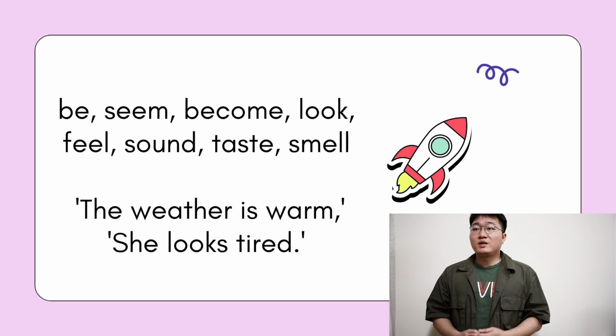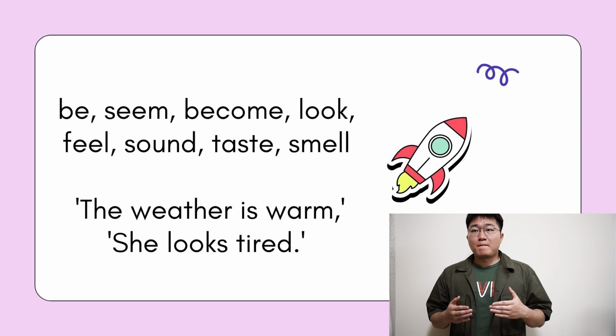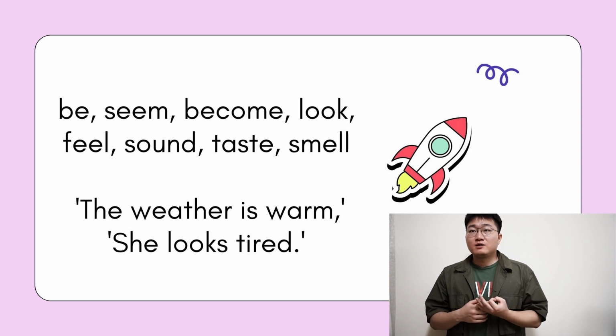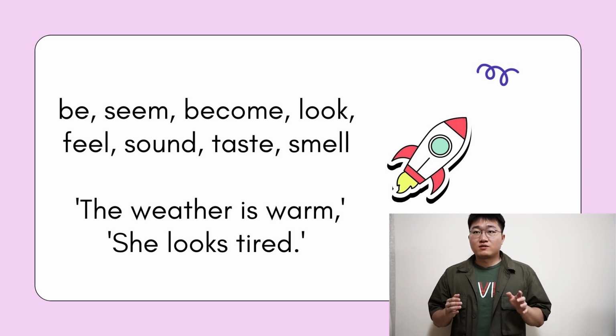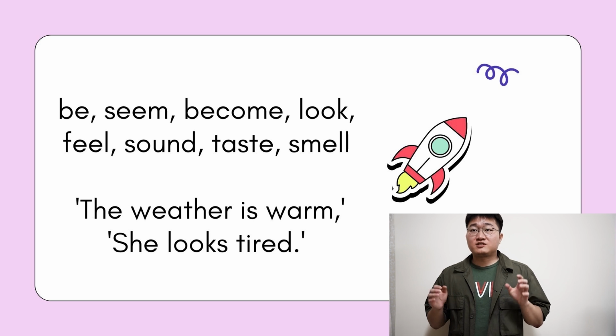Secondly, they can also be predicate adjectives. Adjectives can come after linking verbs to describe the subject. Common linking verbs include be, seem, become, look, feel, sound, taste, and smell. For example, the weather is warm and she looks tired.